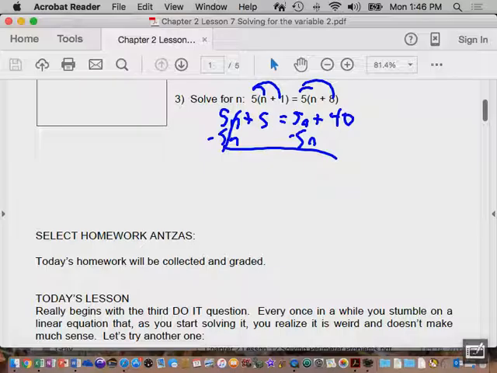Oh, I got nothing left there. It's 0. So I don't have to write anything yet because it's just 0. And then 5 equals 40.